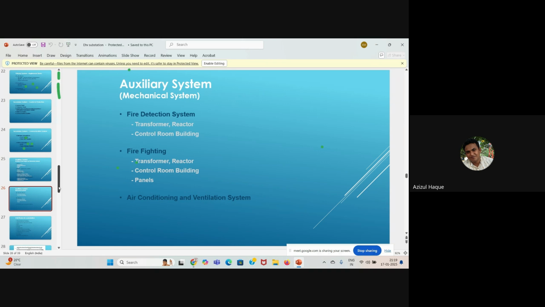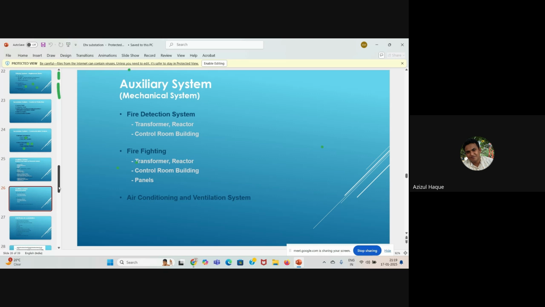Then one auxiliary system is fire detection system, in each building in the switchyard: control room building, control panel building, relay panel room, everywhere we have to put this fire detection system. For transformer, reactor, we have to put fire detection system. Anytime fire occurs, the firefighting system will come into service automatically. Here nothing is manual, everything is automatic, no time delay. This firefighting system is for transformer, reactor, control room building, panels, everywhere.